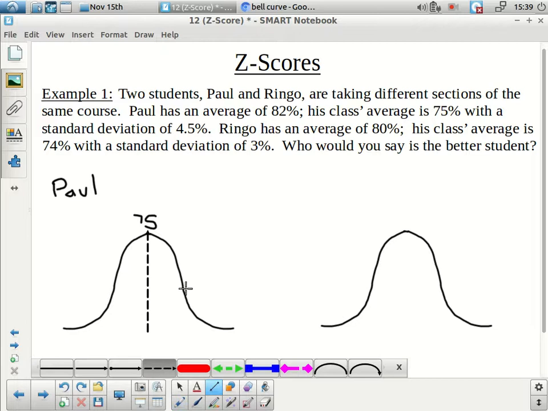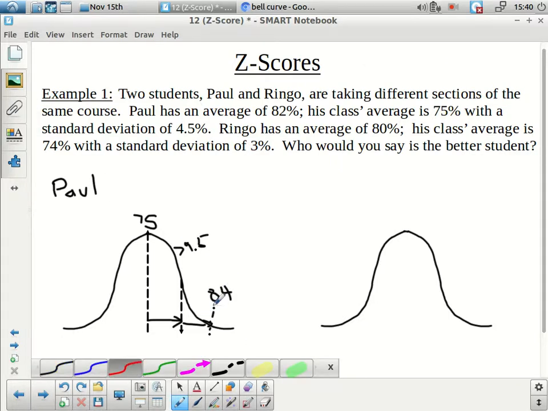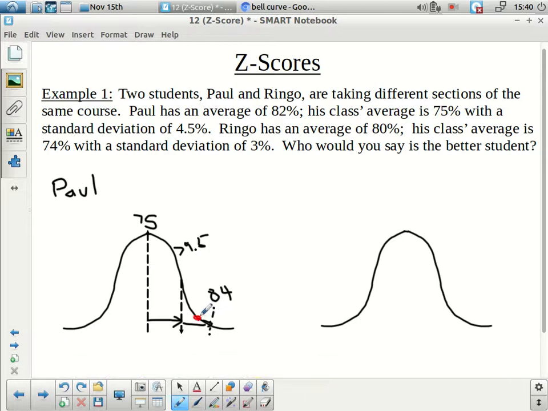Recall, if we go one standard deviation away, going this way, that's going to add 4.5%. So at one deviation, we'd be at 79.5%. If I go another deviation away, that's adding another 4.5%, and I would be at 84. So Paul himself is going to be sitting, well, there's 84, so right about here, somewhere in between there.